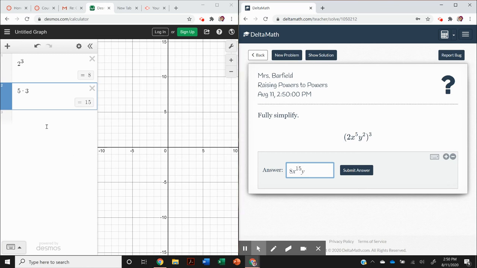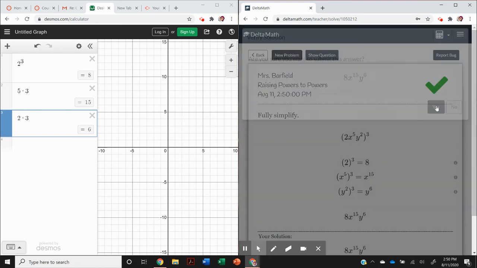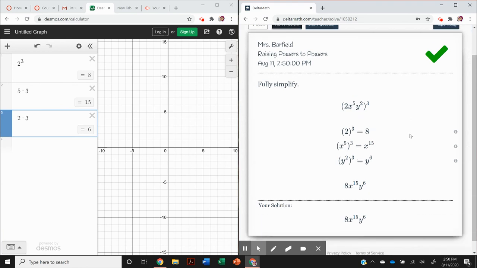Y, and I'm going to do 2 times 3. Now, I know some of you are wondering why she's typing this in. It's just more of a visual reference for some of you. 6. Submit my answer. Yes, there we go. So that's all you're going to do. That's how you raise a power to a power.